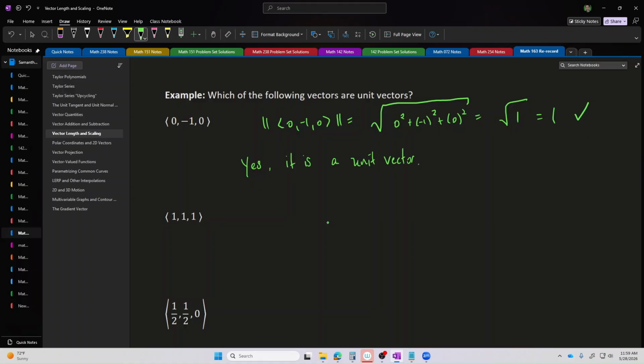You can also see at the beginning of the problem, without necessarily having to do any Pythagorean theorem, that this vector has a 0 x component, a 0 z component, and a y component of -1. So this vector points 1 unit in the negative y direction. So it has a length of 1, so it is a unit vector.